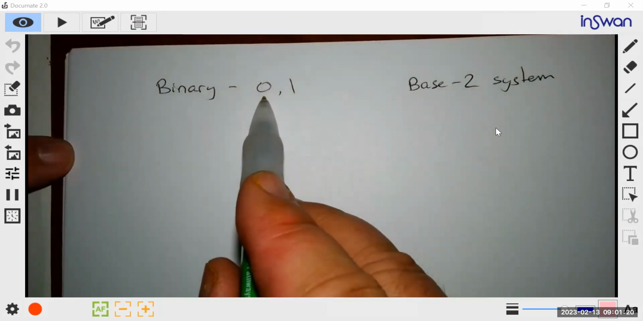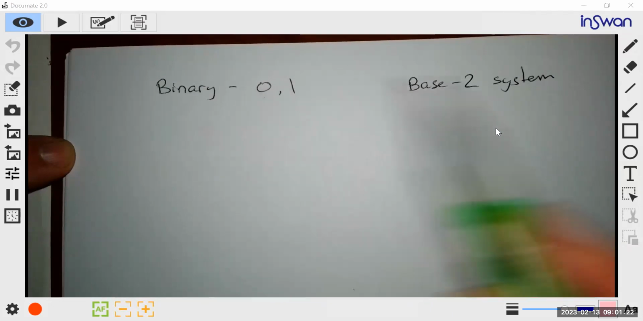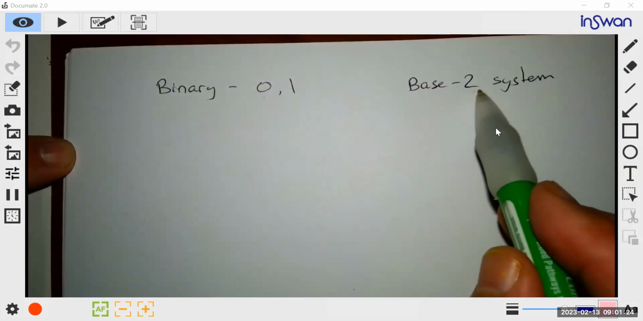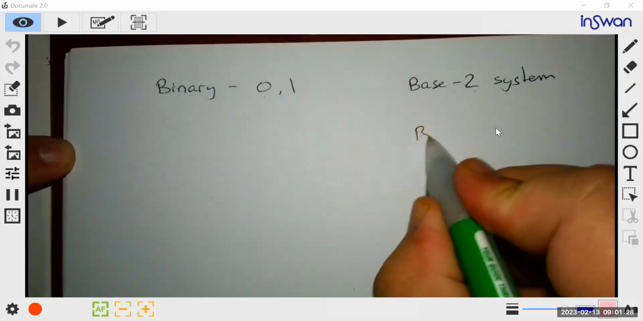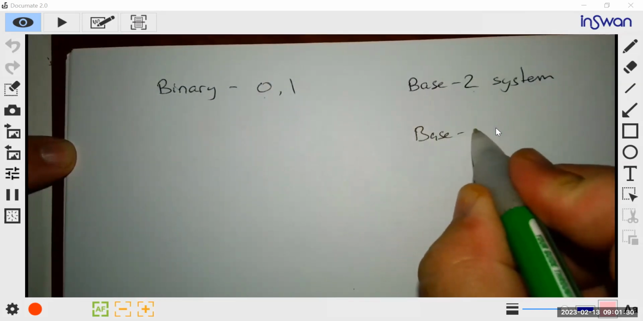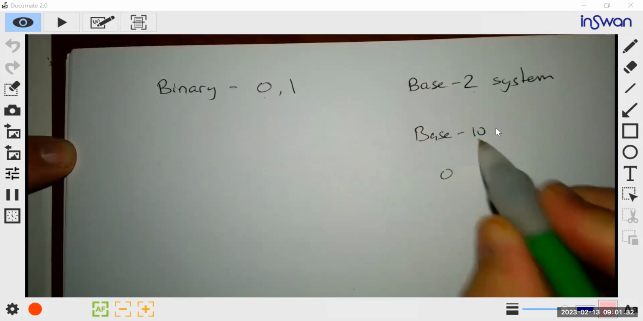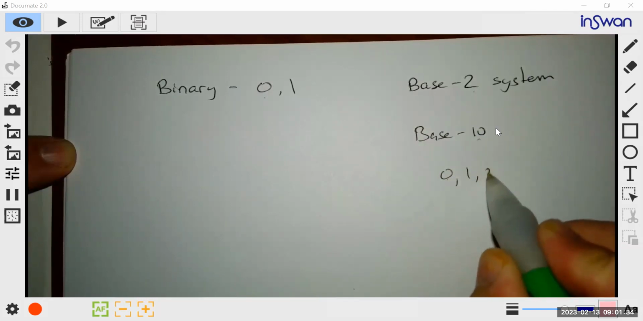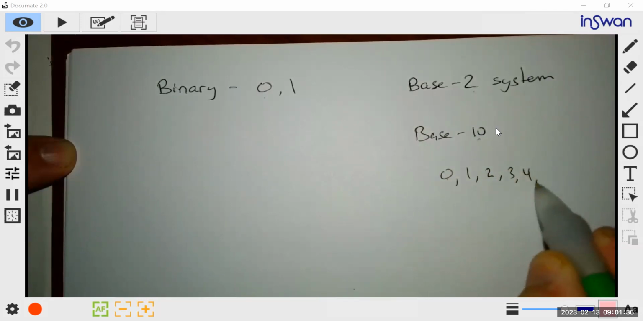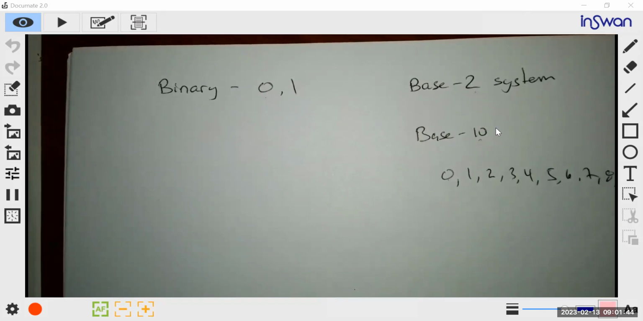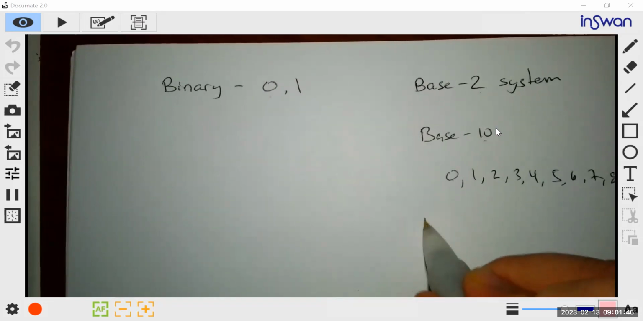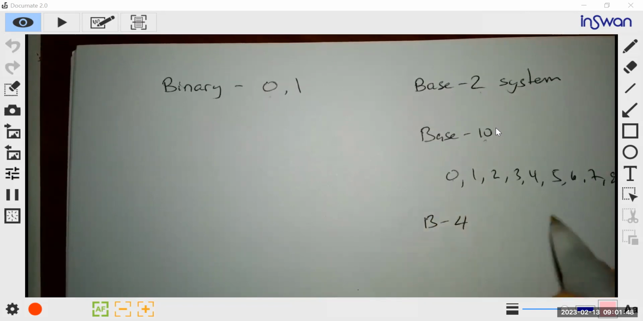Always start off with a 0. And you have two base 2 systems, so you have two numbers. What's after 0? 1. Remember, ours was a base what? So we start at 0, we have 10 numbers. That's 1, 2, 3, 4, 6, 7, 8, 9, 10. Anything after that goes in the next row. So what would a base 4 system look like?